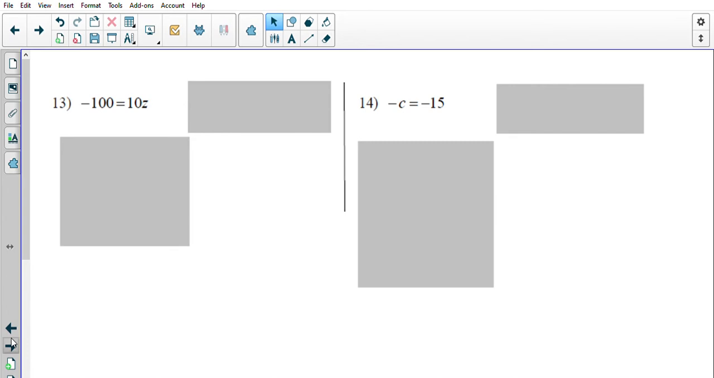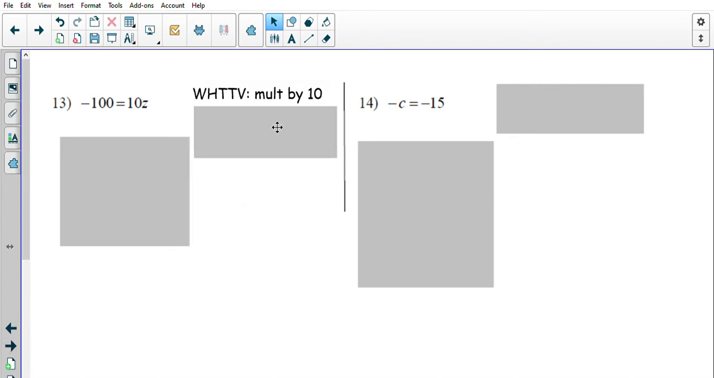All right, let's keep going. Number 13, what's happening to the variable z? We're multiplying by 10. What is the inverse of multiplying by 10?